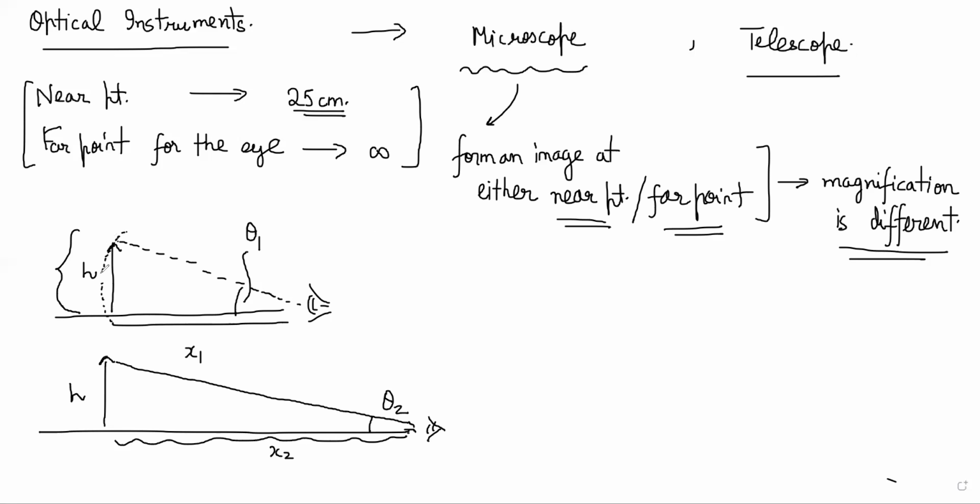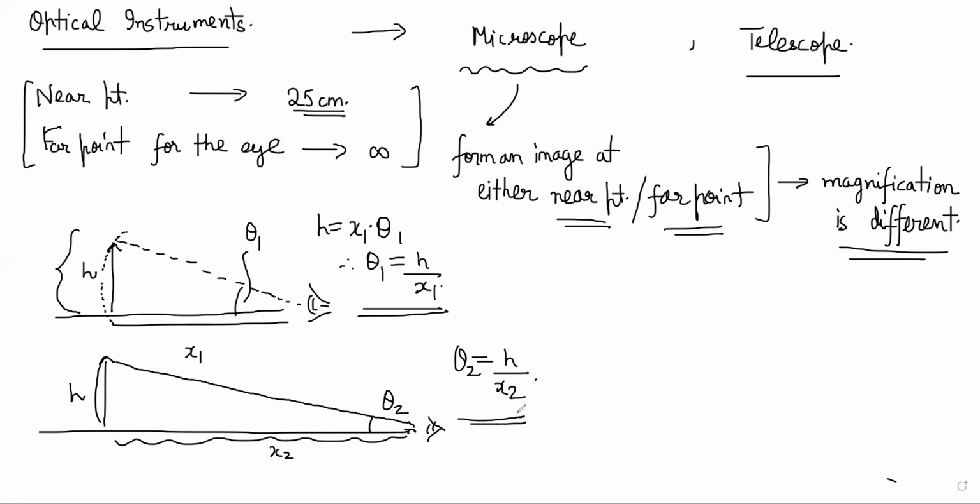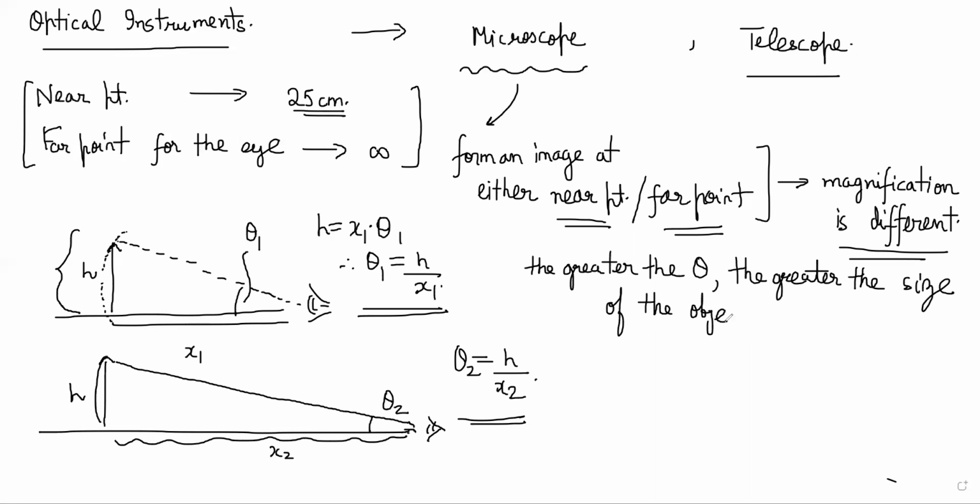So because in circles you have L is equal to R theta, you can say that H is equal to x1 into theta, for theta 1. So theta 1 becomes H by x1, right? And similarly here theta 2 becomes H by x2. So greater the theta, the greater the size of the object appears to you, right?